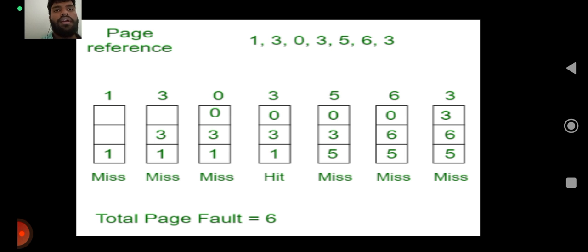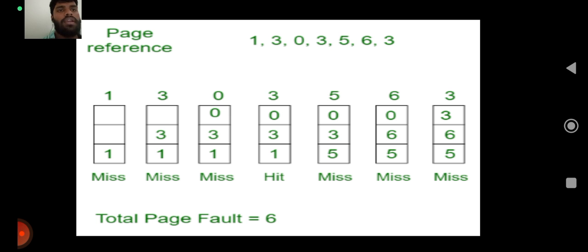Already the three frames are completely filled. In order to replace any one of the data, we are using the page replacement algorithm, that is we are using the FIFO. Among the 0, 3, 1, which came first? 1, right? So we are replacing the 1 by 5, and this is also a page miss.